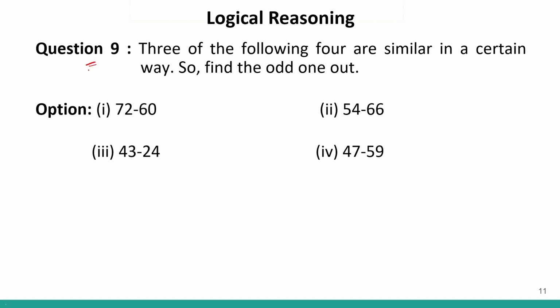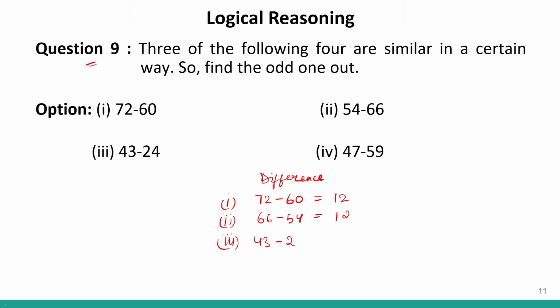Now, question number 9. In question number 9, again, I will look at the difference. If I look at the difference for option number 1, it will be 72 minus 60. So 72 minus 60 will be 12. Correct? If I look at option number 2, it will be 66 minus 54. So 66 minus 54, the difference is how much? This is 12. Again, option number 3, 43 minus 24. So 43 minus 24 will be 11.